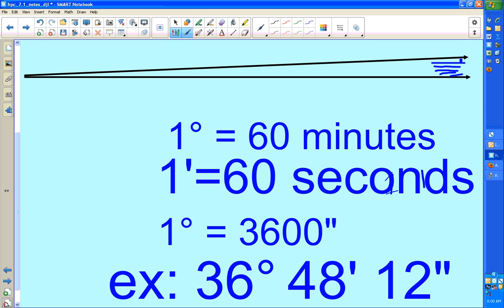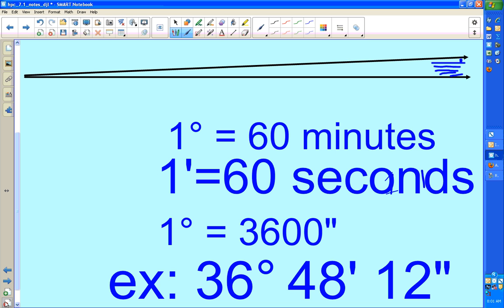In 1 minute, if you can imagine taking one of these 60 slices from the degree and slicing that into 60 slices, those slices will be called seconds. Okay? So 1 minute is equal to 60 seconds. So 1 hash mark is a minute, and it's equal to 60 seconds. 2 hash marks mean seconds.